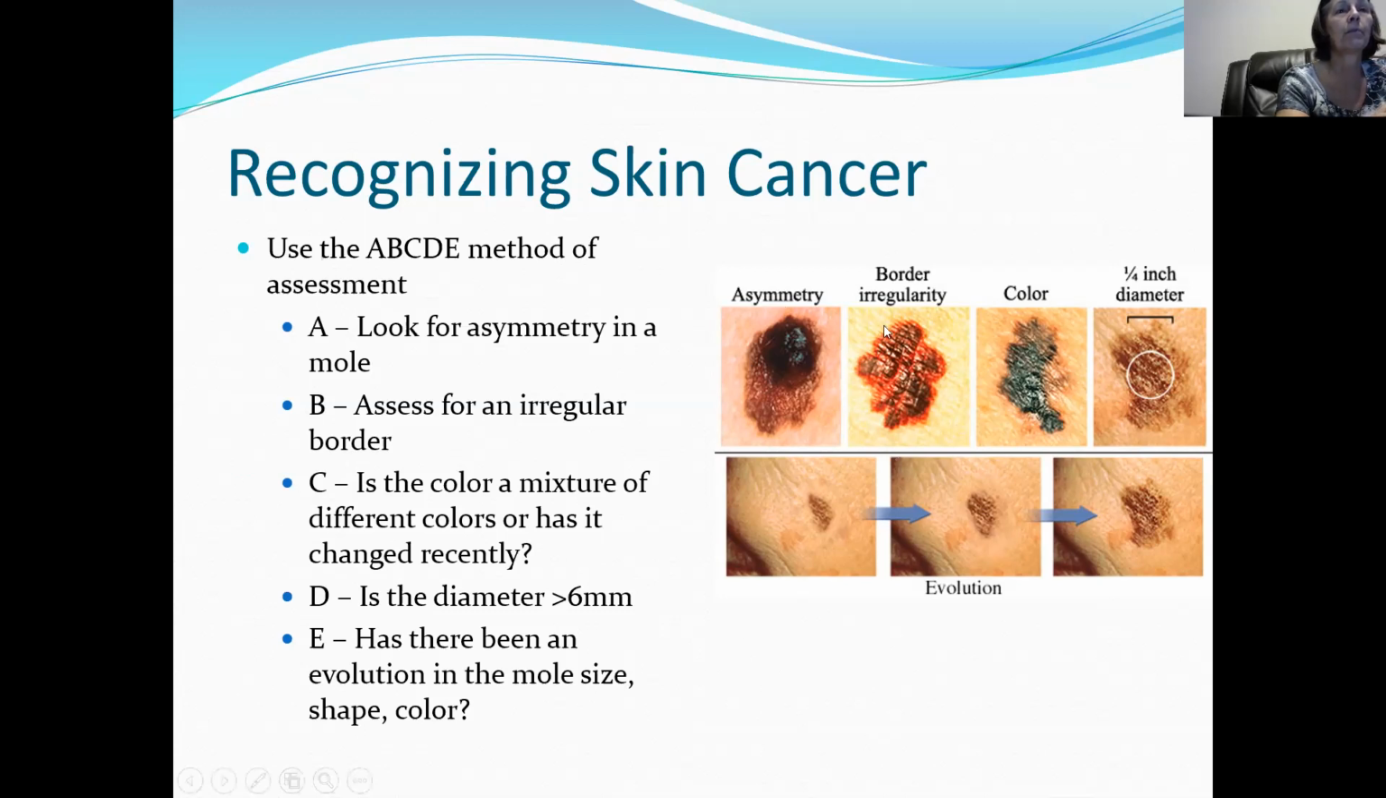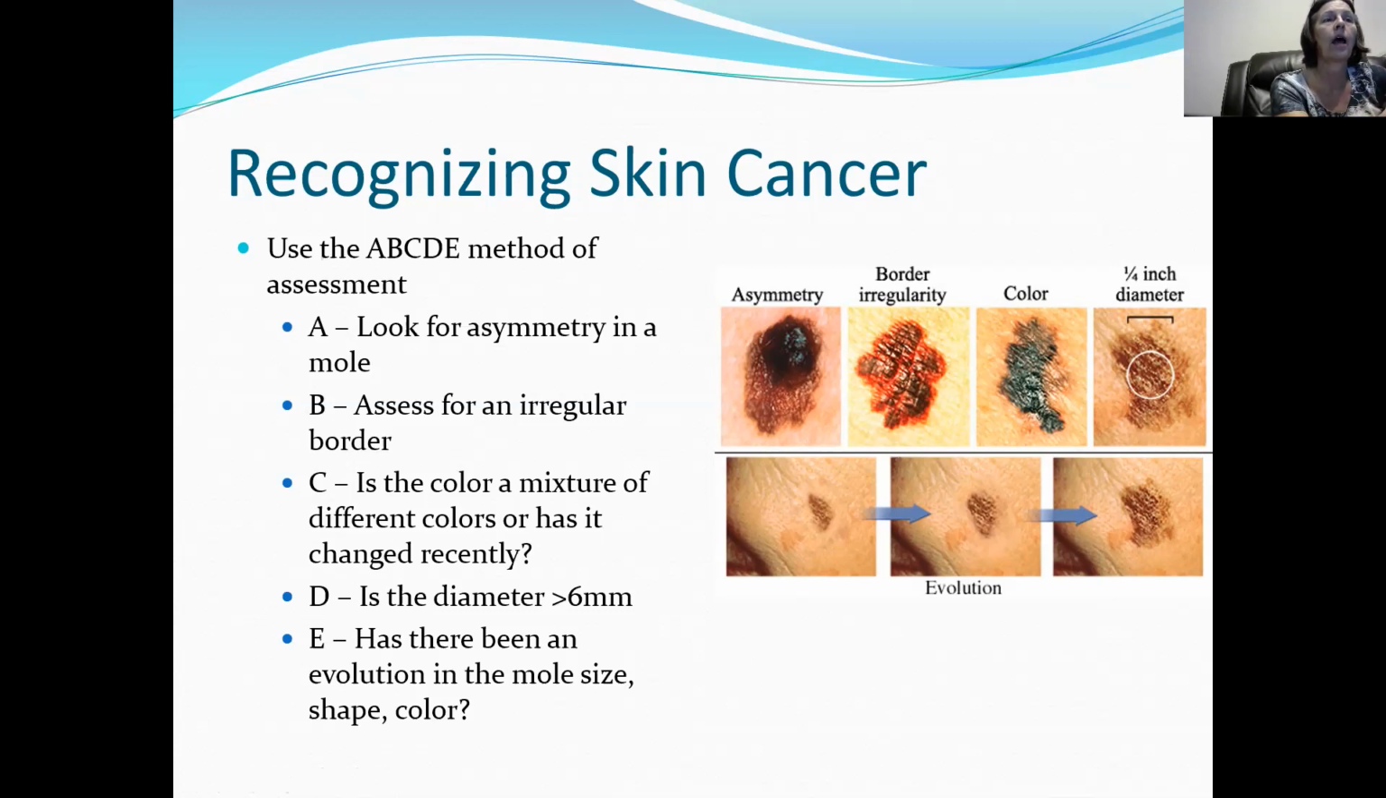The border is irregular. In the second picture it says border irregularity. A mole that has intact borders, well-defined borders that are regular, is not a malignant mole generally. So if this one has an irregular border, then that's a bad sign, especially if it went from a regular bordered mole to an irregular bordered mole.